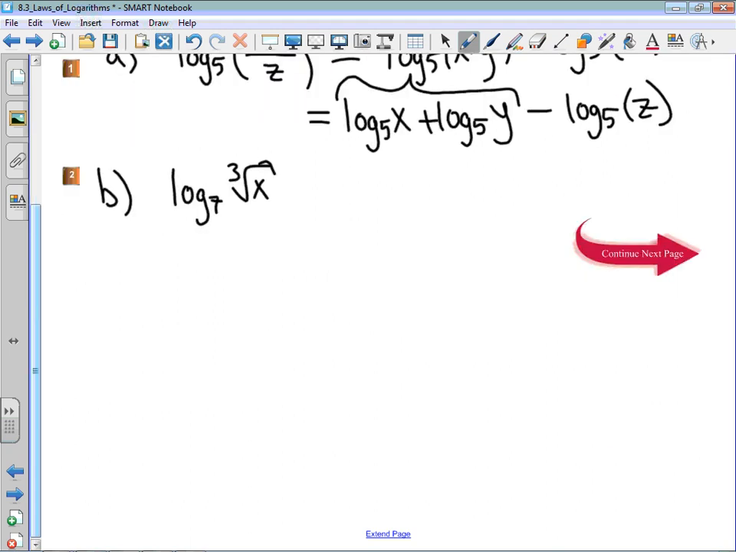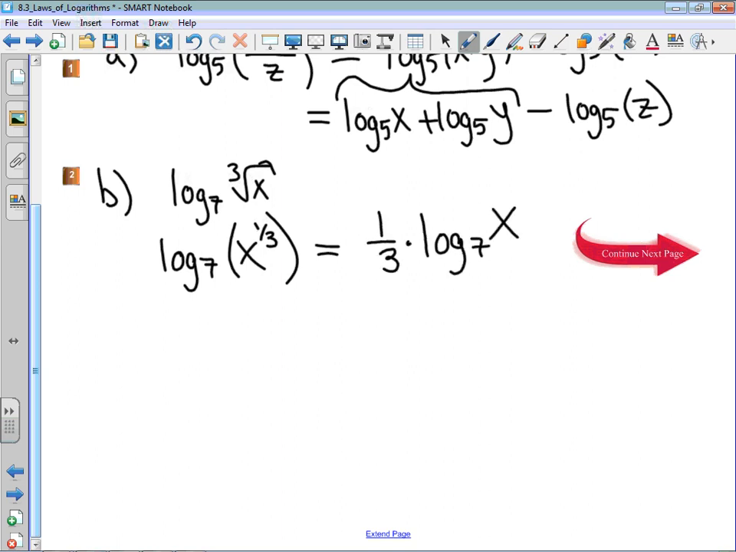But if we remember that exponent rule from Math 10 and 20, I'm going to rewrite this as log base 7 of x to the power of 1/3 as the argument. And that immediately, I hope, makes it a little more obvious that we can use our power log law, because the exponent is 1/3, so that exponent is going to become the coefficient of our logarithm.